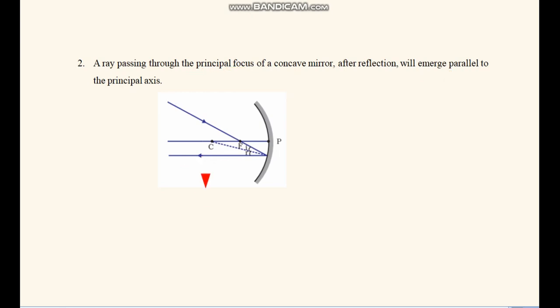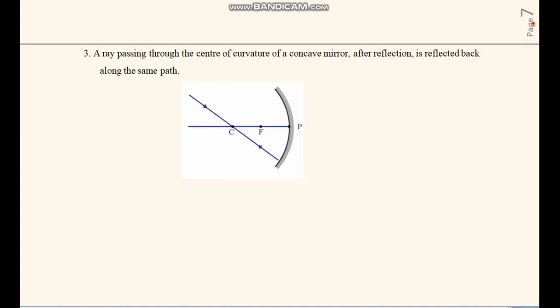Again here the dotted line represents the normal to the mirror at the point of incidence, and the laws of reflection, that is angle of incidence is equal to angle of reflection, are also valid here. The third rule is that a ray of light passing through the center of curvature and incident on the mirror is reflected back along the same path. This is shown in this diagram.